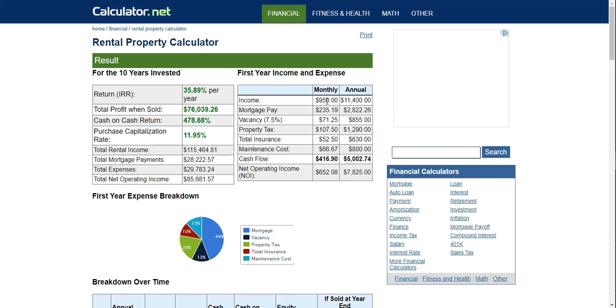And you can see the breakdown monthly and annually for each of the categories such as income, the mortgage payments, the vacancy rate, what it accounts for, property taxes on a monthly and annual basis, insurance and maintenance costs, and so on. And leaving you with a first year net operating income of $78.25.